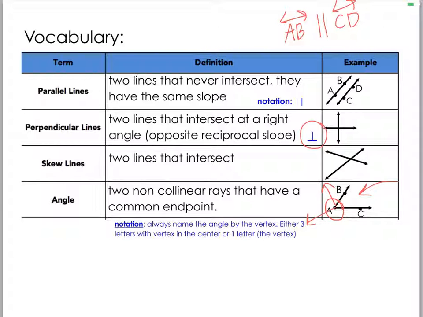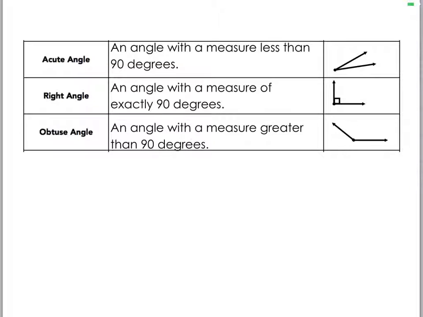The most certain way to name it is, of course, by three letters, and you're just going to make sure that the vertex is in the center. So I could name this angle BAC, I could name it angle CAB, or I could name it angle A. Again, when you're naming it angle A, you want to be careful that it's definitely the angle you're talking about, and it can't refer to multiples. An acute angle is an angle with a measure less than 90 degrees. A right angle is a measure of exactly 90 degrees, and an obtuse angle will measure greater than 90 degrees.